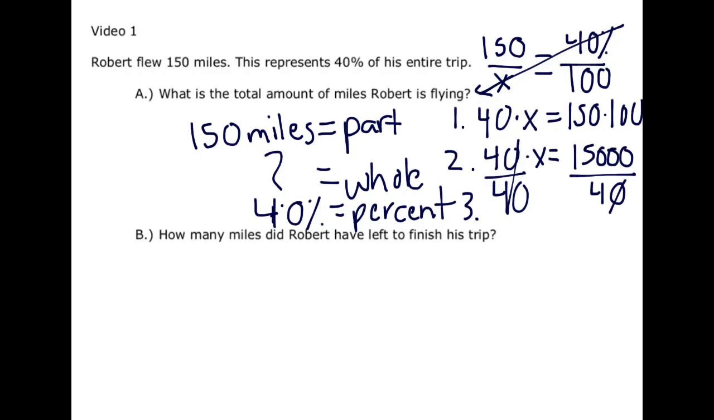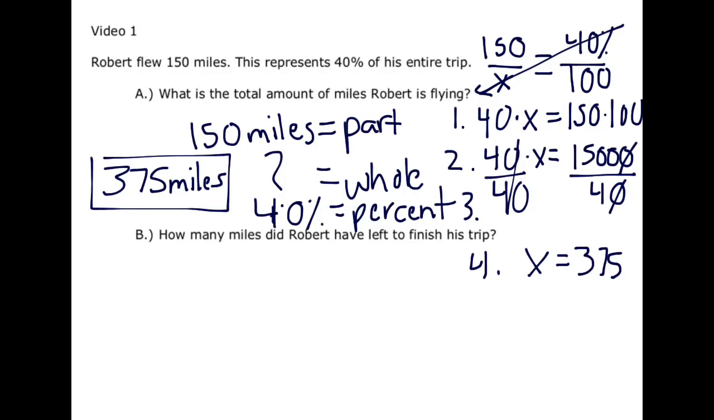Or I could take away a 0 from the top and the bottom, and then I have 1,500 divided by 4. And 1,500 divided by 4, x equals 375. So, what is the total amount of miles Robert is flying? He's flying 375 miles. That's my total or my whole amount of miles that he's flying.